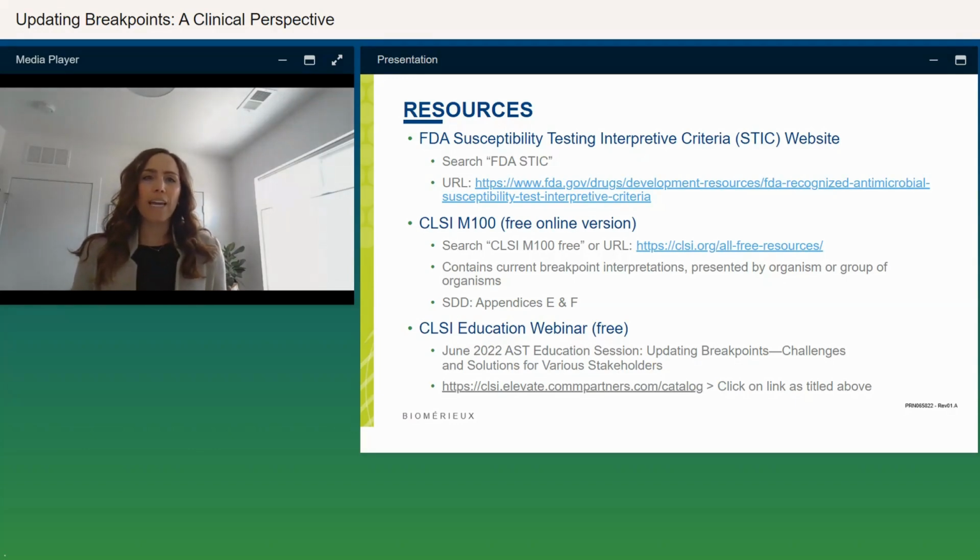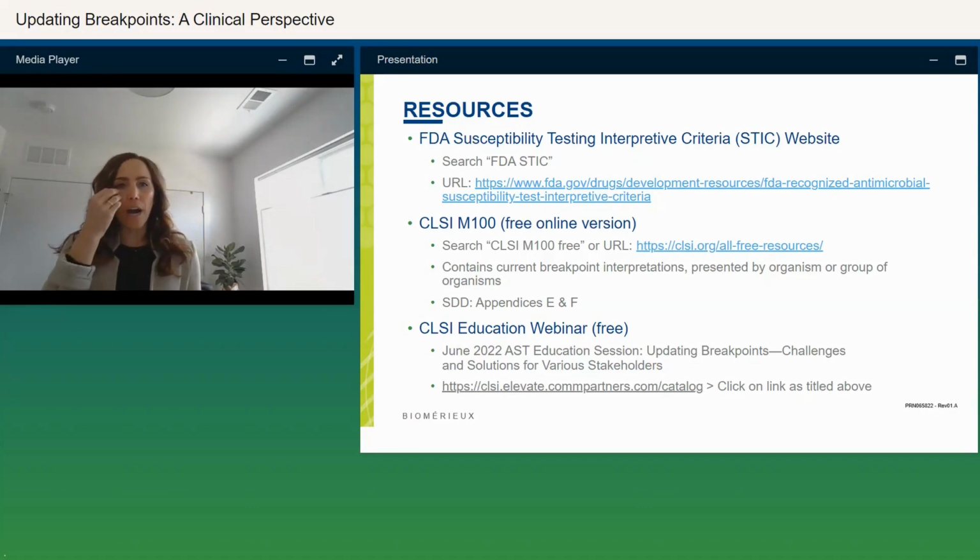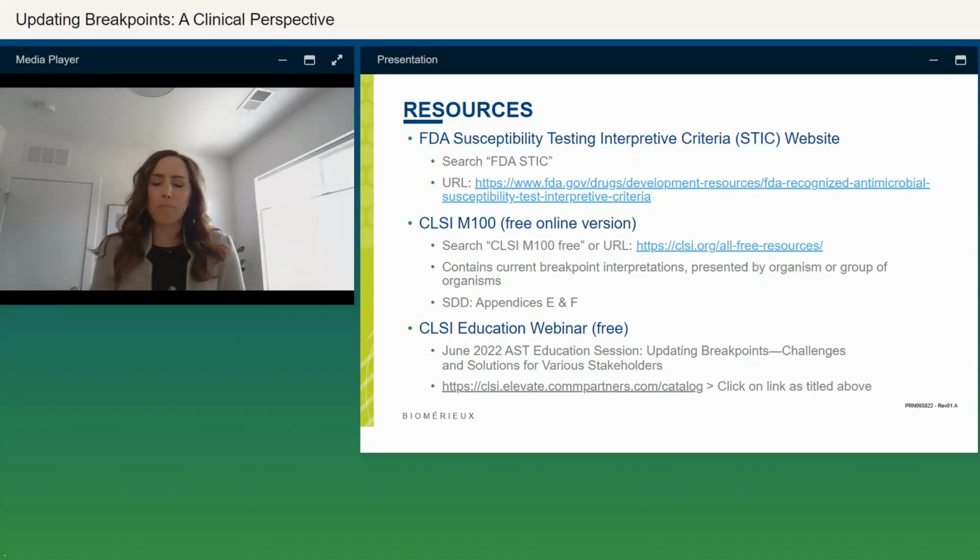So we've mentioned the FDA STIC website in some of the other webinars. This is a great resource. It's aligned based on drug. I personally have it saved in my favorites because I visit it so often. And again, to recognize that the FDA does not recognize the susceptible dose dependent category, you'll see everything there as intermediate. The CLSI M100 document, we've mentioned it a few times now, as well as the education webinars that CLSI puts out.